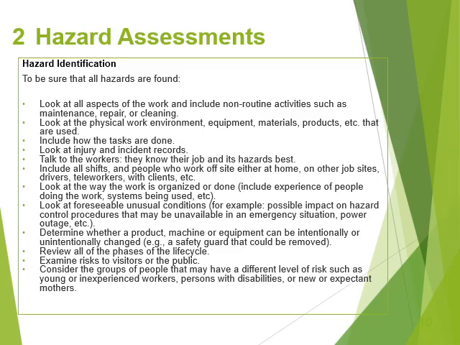Determine whether a product, machine, or equipment can be intentionally or unintentionally changed. Example, a safety guard that could be removed. Review all the phases of the life cycle. Examine risks to visitors or the public. Consider the groups of people that may have a different level of risk, such as young or inexperienced workers, persons with disabilities, or new or expectant mothers.